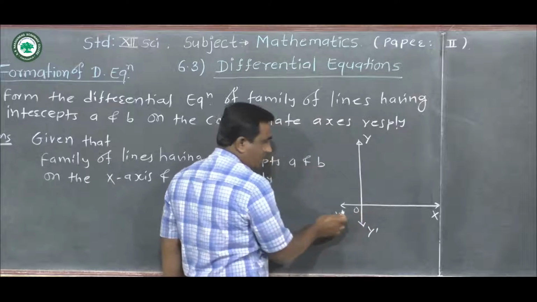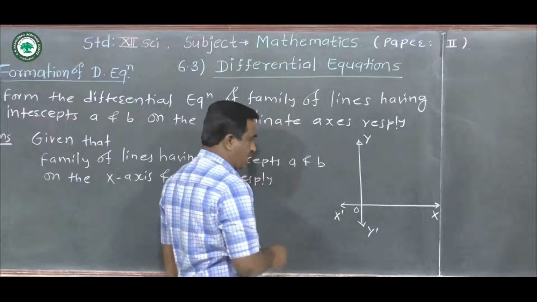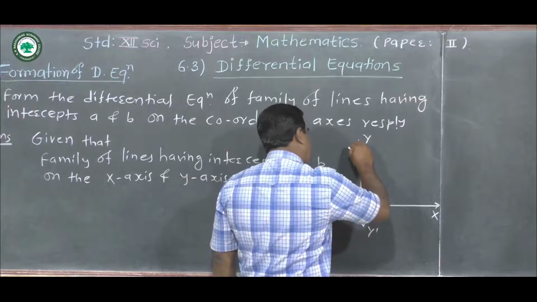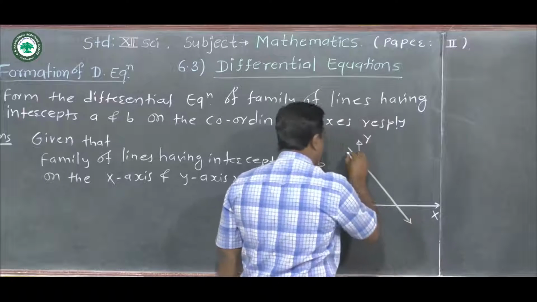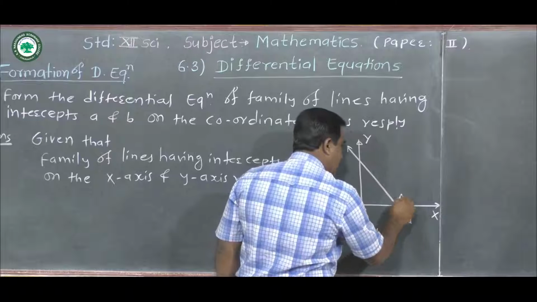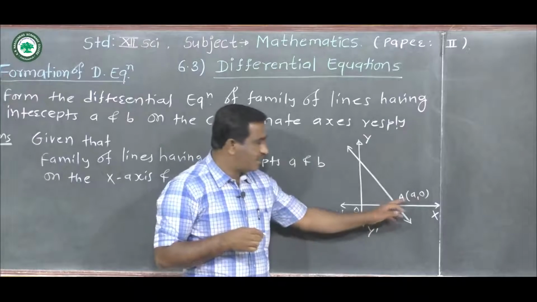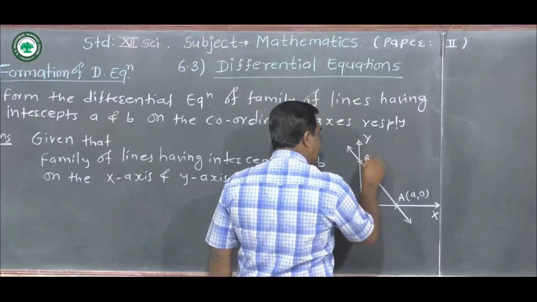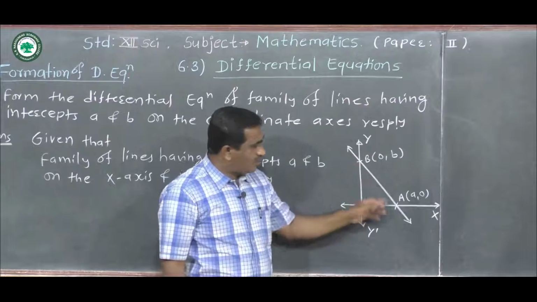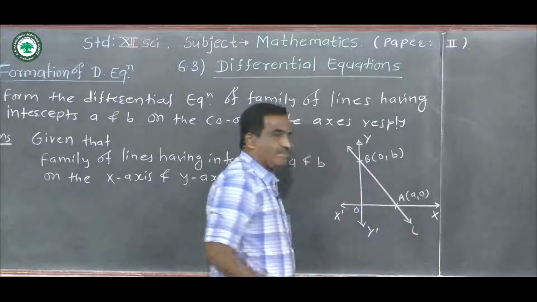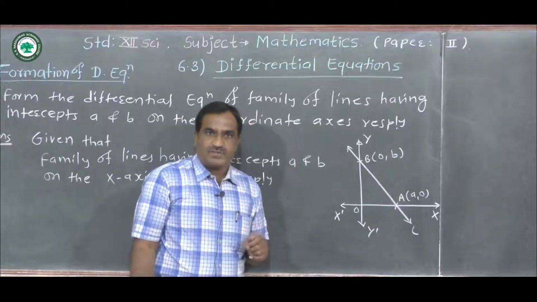Now this is XOX dash axis and this is YOY dash axis, that is Y axis and X axis, and we are given a family of lines which pass through the Y axis and X axis. Okay, now here this point A whose coordinates are (a, 0), that is the x intercept of the line is a, and this point B whose coordinates are (0, b). Therefore the y intercept of this line L is b. Okay, considering this information we have to find the differential equation.